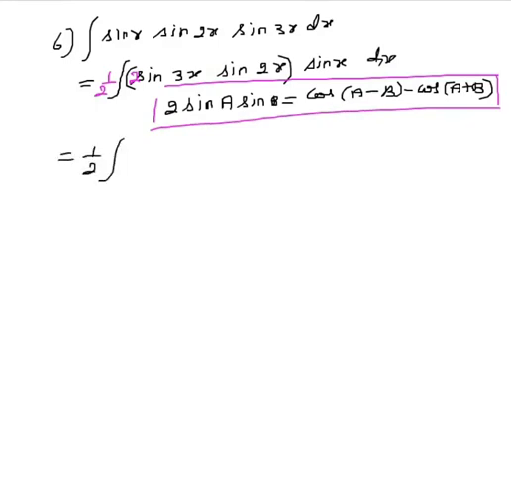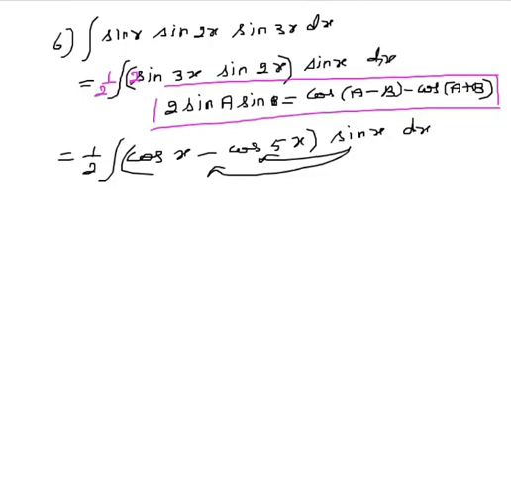Half into integral cos of 3x minus 2x, which is x, minus cos of A plus B, 3x plus 2x is 5x, into sin x dx. Let us distribute this sin x. We get half into cos x sin x, or sin x into cos x, minus cos 5x into sin x dx.